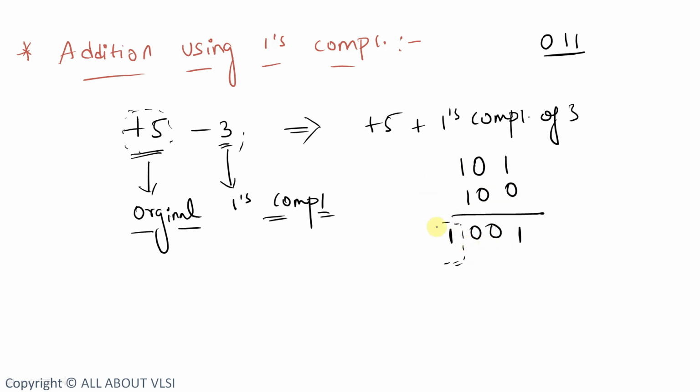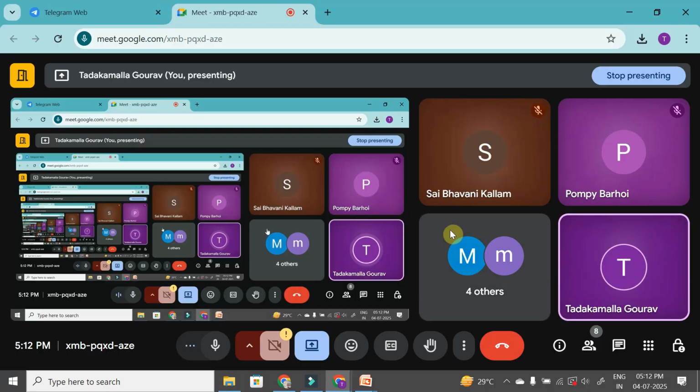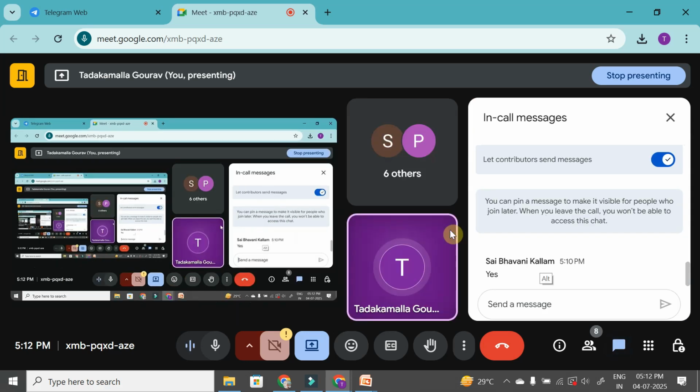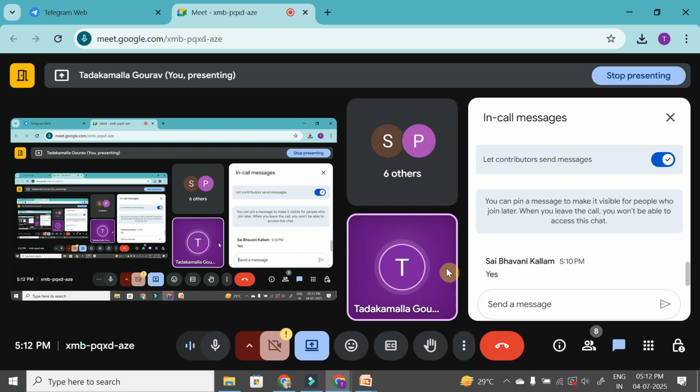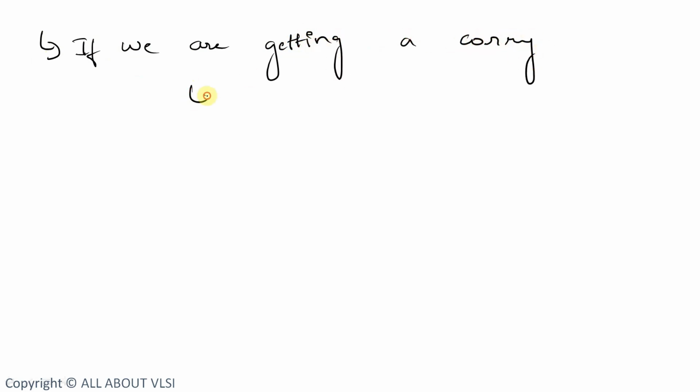So in the case of 1's complement addition, if we are going to get a carry, what should we do? Any idea? First of all, tell me, if we are getting a carry in 1's complement form of representation, whether the result is a positive number or a negative number? Any idea, anyone? Any guess? So here in the 1's complement addition, if we are getting a carry, then the number is positive, and the carry should be added with the resultant.